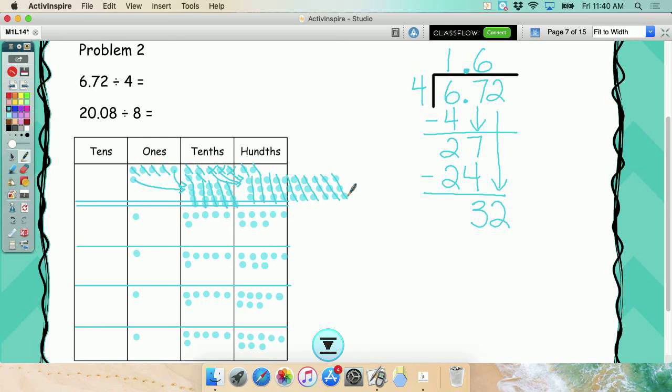I'm just making a bunch of dots. Well, you got to count them. So how many did I put in each group? 8. 4 times 8 is 32. Okay, how are we doing?